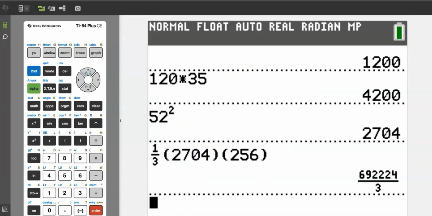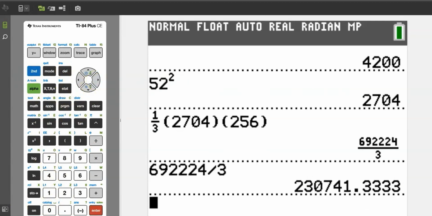So we actually want to go to our calculator. 692,224 divided by 3. I'm missing a 2. Let me add that back in. There we go. Hit enter, and now you can make sure that you round correctly. So really, the volume of that rounded is 230,741.33 meters cubed.